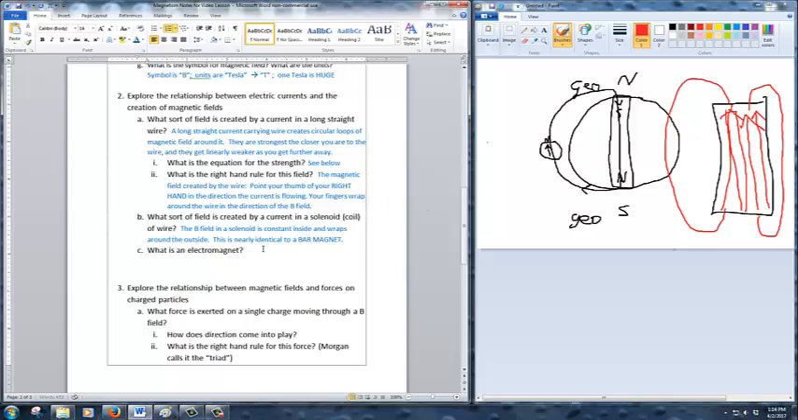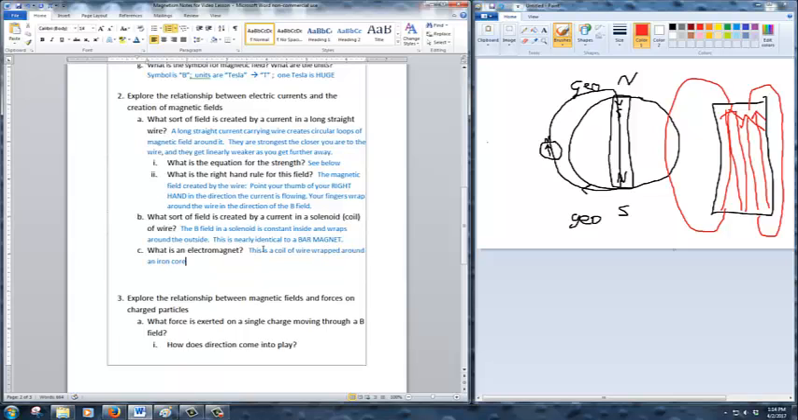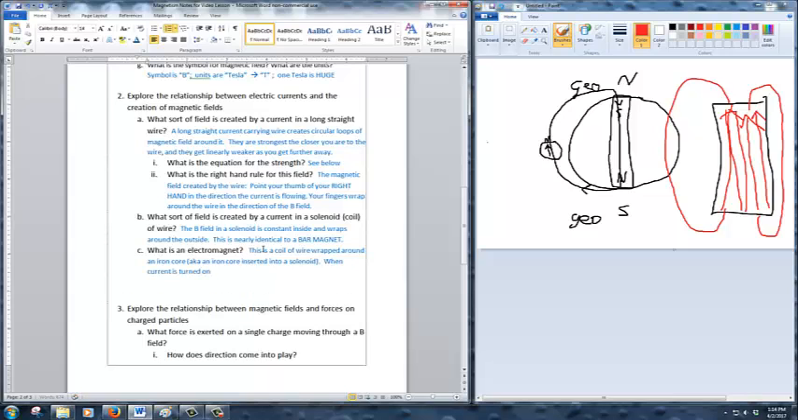What is an electromagnet? This is a coil of wire wrapped around an iron core, aka an iron core inserted into a solenoid. When current is turned on, there is a strong magnetic field inside that's amplified by the iron core.